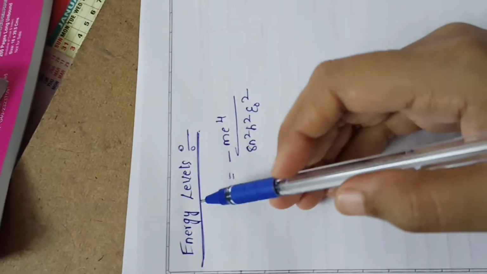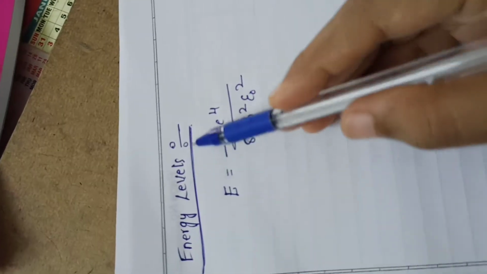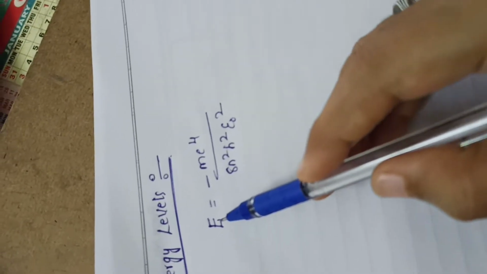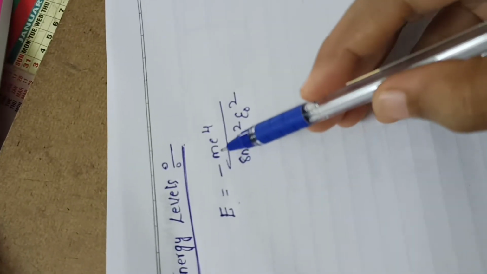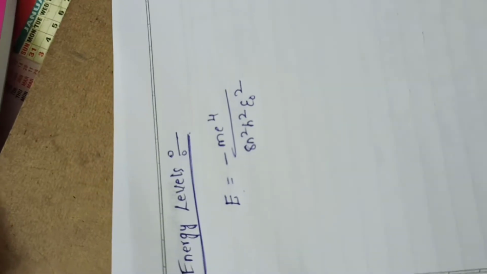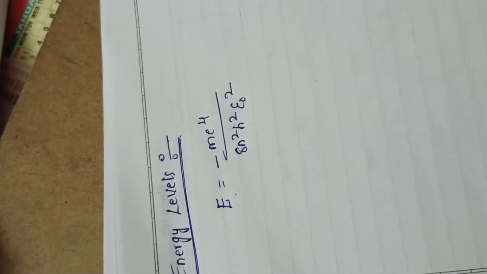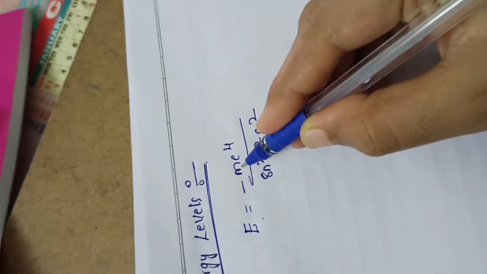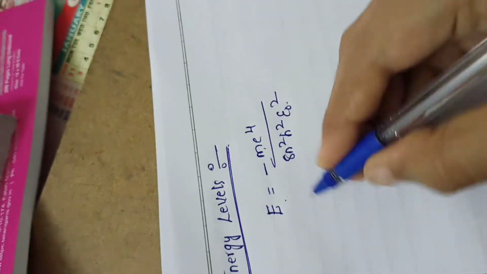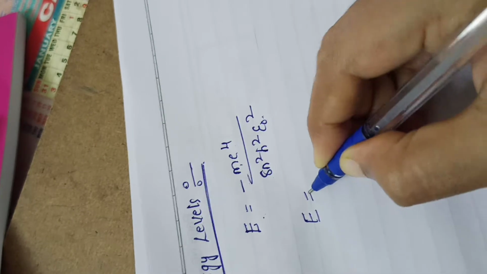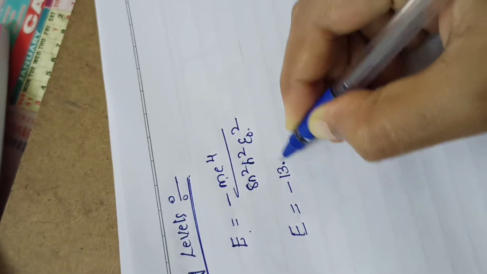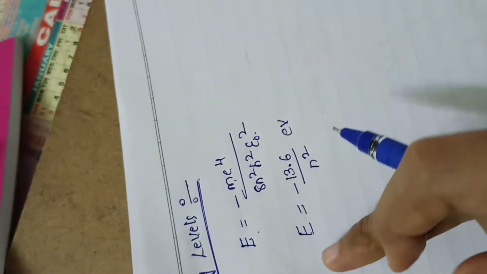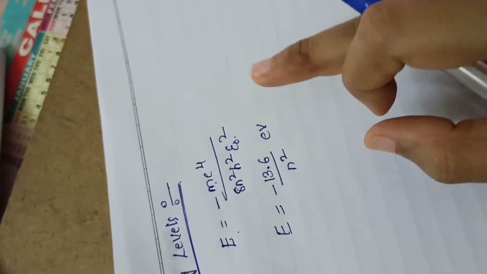Okay, Nana. So here we are going to calculate the energy levels. We have already calculated the total energy. Total energy is equal to minus m e to the power 4 by 8 n square h square epsilon naught square. After substituting the values of h, m, e, epsilon naught, you will get the equation like this: E is equal to minus 13.6 by n square electron volts. So energy can be calculated in terms of electron volts.